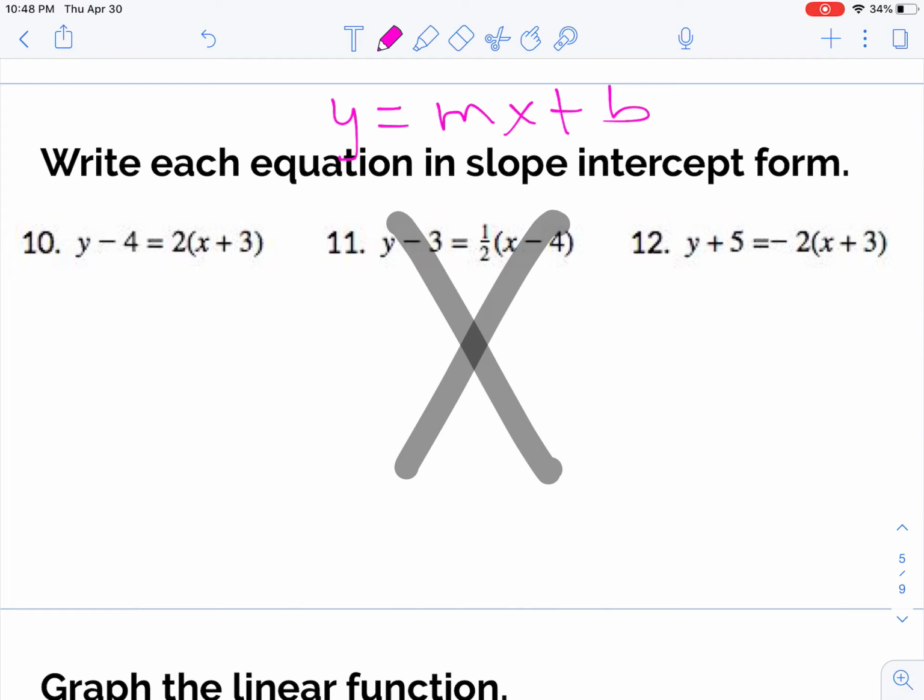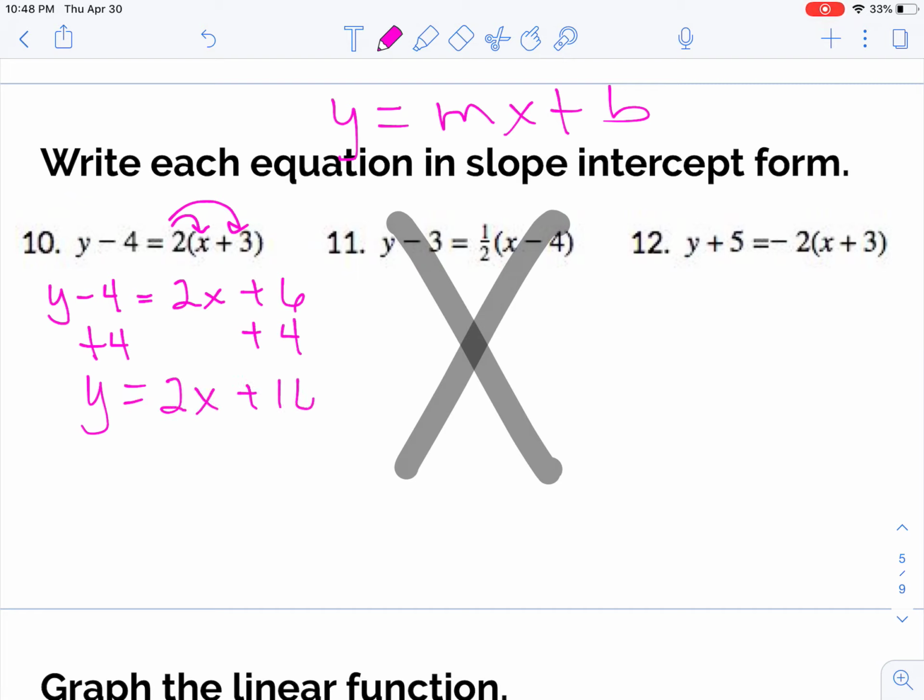In order to do that, the first thing I want to do is distribute that 2 for number 10. So I've got y minus 4 is equal to 2x plus 6. What's keeping the y from being alone? Well, this minus 4. So let's get it to the other side by adding 4 to both sides. And that gives me y is equal to 2x plus 10.